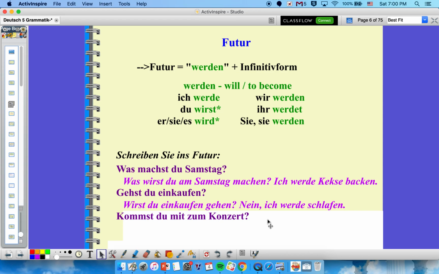And lastly, kommst du mit zum Konzert? Wirst du mit zum Konzert kommen? Ja, ich werde mitkommen. There's our last word.